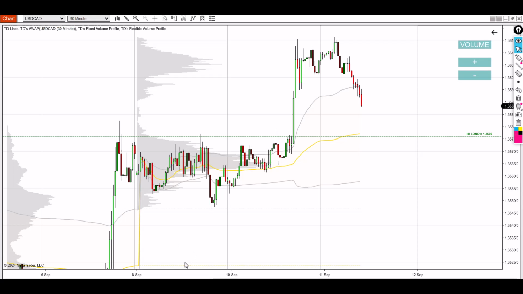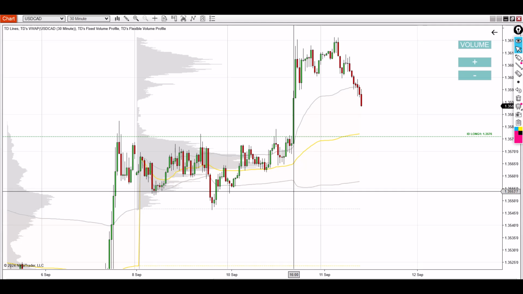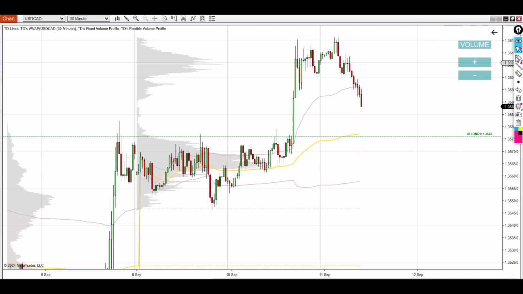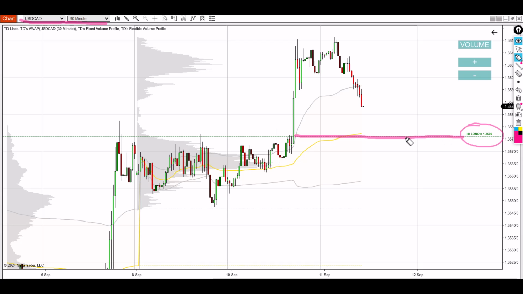Today I'd like to do an analysis of US dollar Canadian dollar. What you see before you is a NinjaTrader 8 platform with my custom-made volume profile and VWAP indicators. This is US dollar Canadian dollar here. You are looking at a 30-minute chart, and I'd like to talk about this newly formed support, which is at 1.3576. This support is based on a couple of things.